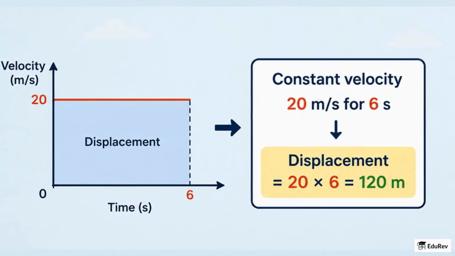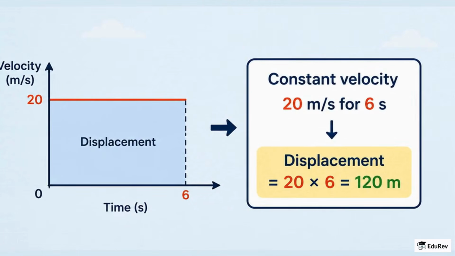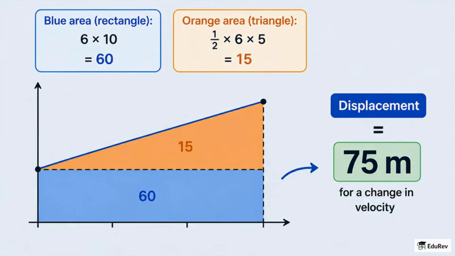Example: a constant velocity of 20 meters per second for 6 seconds gives displacement equal to 20 into 6, equal to 120 meters. Another example combining rectangle and triangle areas gives a displacement of 75 meters for a certain change in velocity.